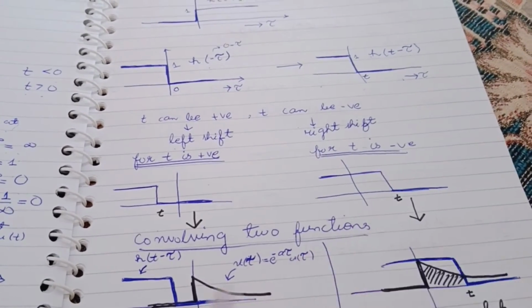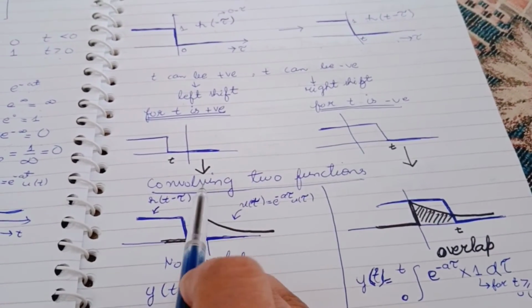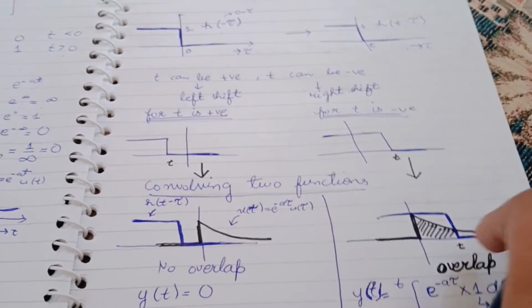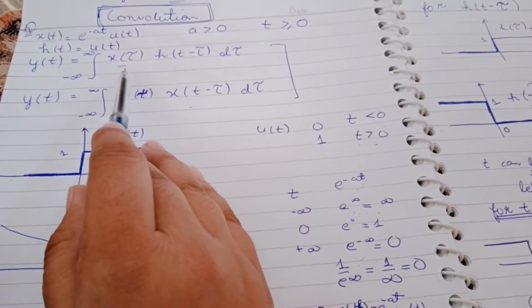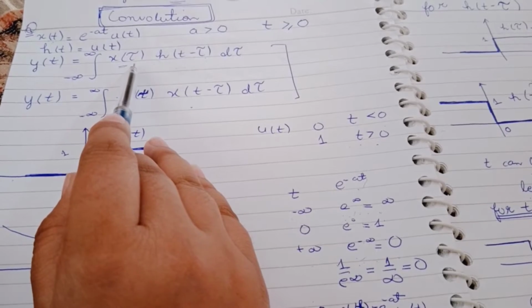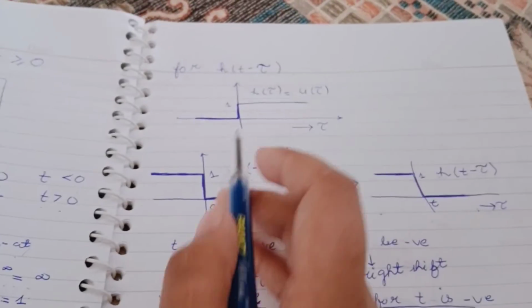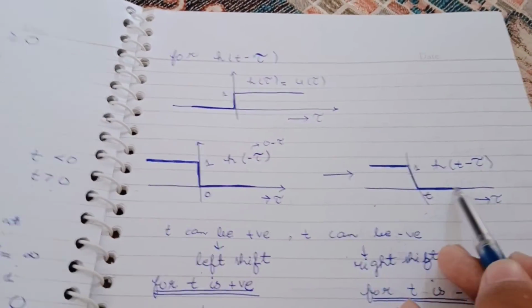Now we are going to convolve the two functions, because we have obtained the given values for the formula. This was x(tau), and this is h(t minus tau).